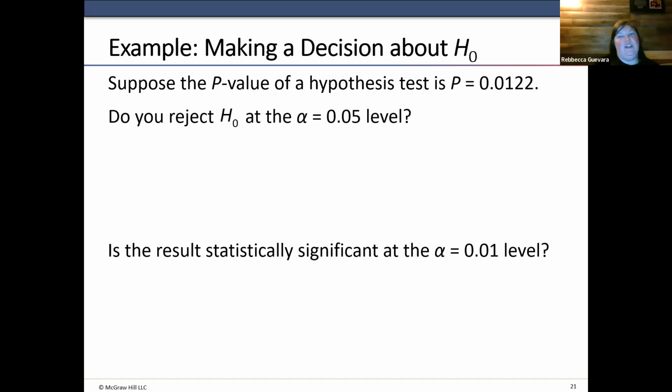So suppose that the p-value of a hypothesis test is 0.0122. Do we reject the null hypothesis at a level of 0.05? My p-value is 0.0122, and this is less than my alpha level, which is 0.05. So P is less than alpha. If P is less than alpha, we reject the null hypothesis.